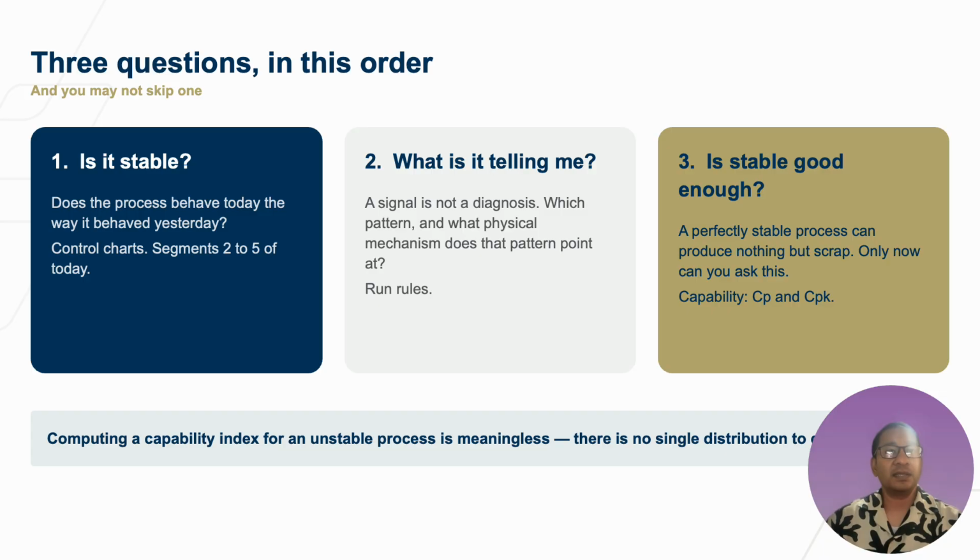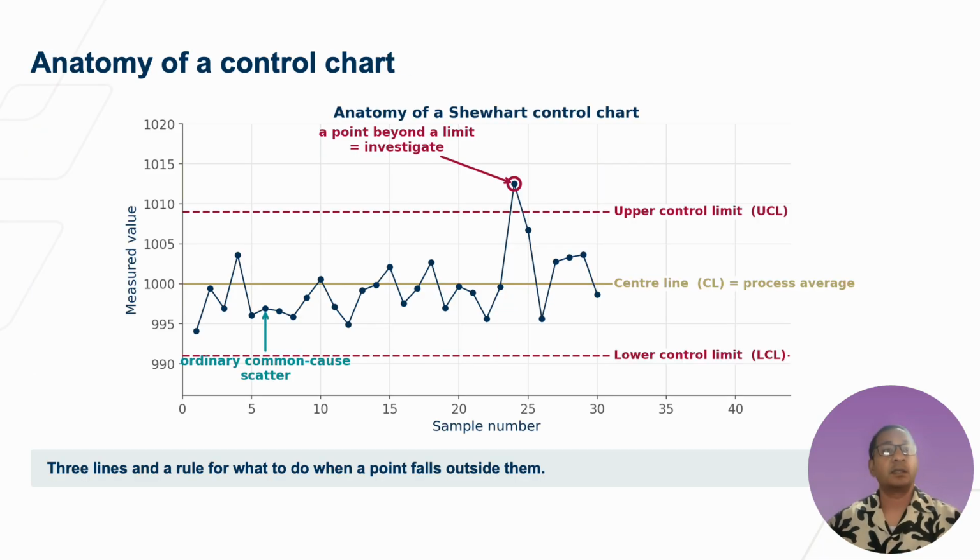And only then: is stable good enough? Is the natural behavior of this process tight enough to meet the tolerance? That is capability. You may not skip forward. Computing a capability index for an unstable process is meaningless because there is no single distribution to compute it from. The mean is moving, the spread is moving, and whatever number you produce describes a mixture that will not exist next week.